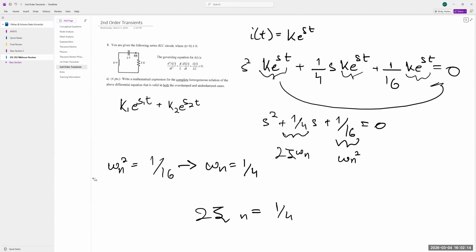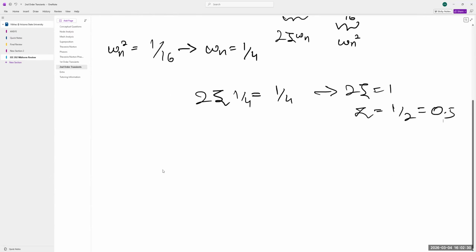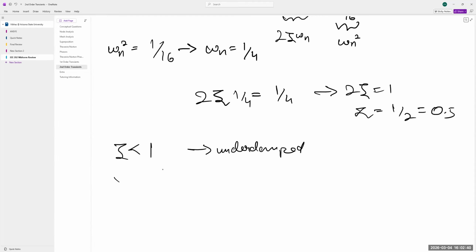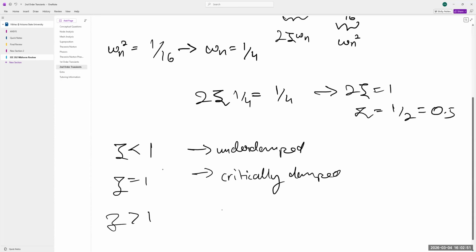I already know omega n is 1/4, right? So 2 zeta is equal to 1. 2 times zeta is equal to 1. So zeta is equal to 1 over 2, or 0.5. When zeta is less than 1, we call it underdamped. When zeta is equal to 1, we call it critically damped. And when zeta is more than 1, we call it overdamped.